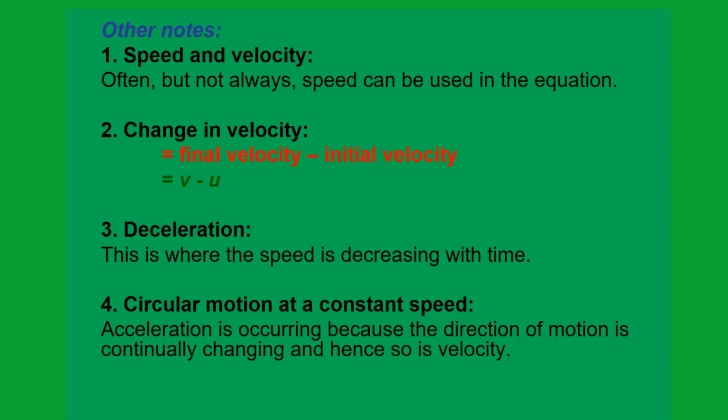We know acceleration equals rate of change of velocity. Velocity has two things: one is magnitude and another is direction. So in circular motion at constant speed, though speed remains the same, the direction changes. That's why there is an acceleration.